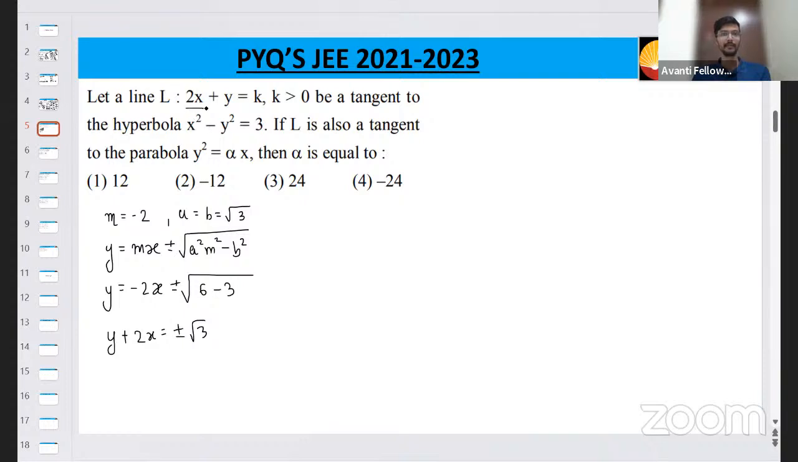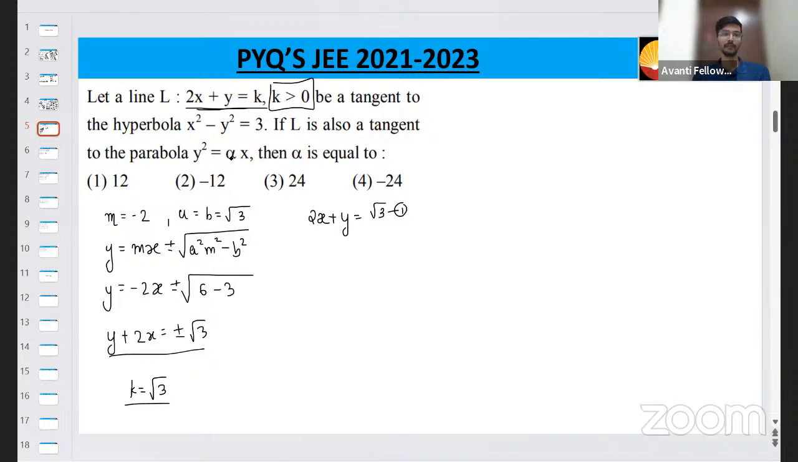So we can compare now. This is the given equation of tangent. This is what we got. And k will be equal to plus root 3. Why? Because it is given that k is greater than 0. So finally, we got the equation of the tangent to the hyperbola as 2x plus y is equal to root 3. Now the same line is tangent to the parabola.